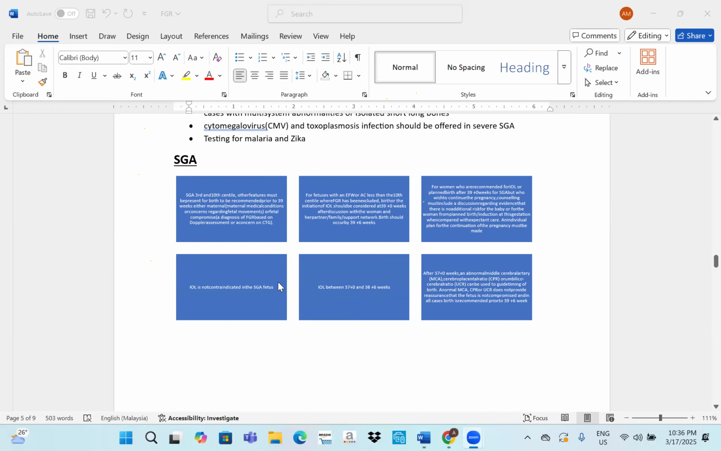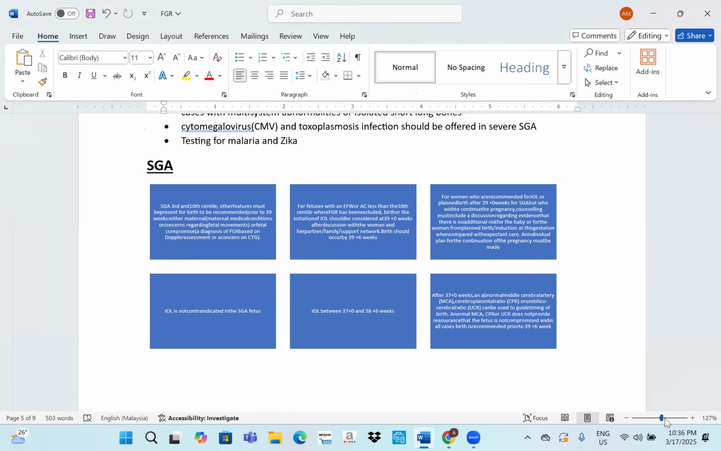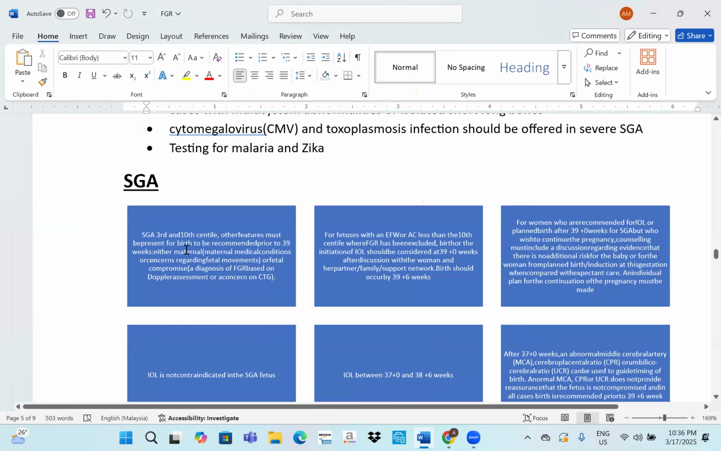Now SGA, I already explained. This is SGA, between the third and 10th centile, because below the third centile, it is not SGA, it is FGR. So if it is between the third and 10th centile without any features present, you will do birth at 39 weeks, 39 plus 6 weeks. But if other risk factors are present, you can consider earlier birth.